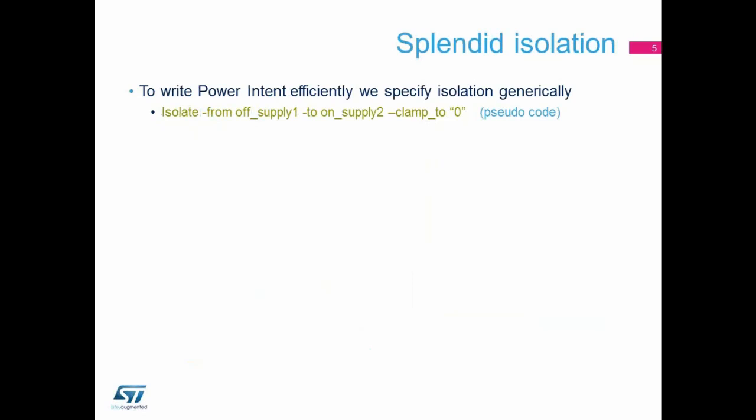So one of the things that we found in CPF, and you can do this in IEEE UPF as well, we were able to specify isolation efficiently in terms of supplies. So we isolate between one supply and another supply. I've just written some pseudocode here because this applies to CPF and UPF.